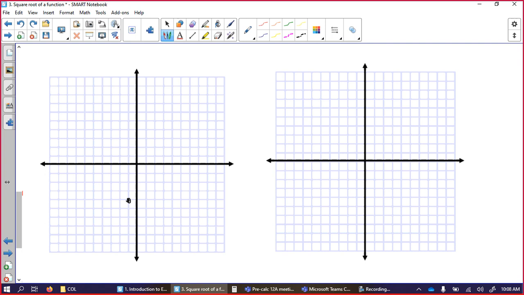Over 1, up 1, over 1, up 3, up 5, and that's probably all we need to do. There's something like that. Hopefully you guys are all artistic enough to draw that there.